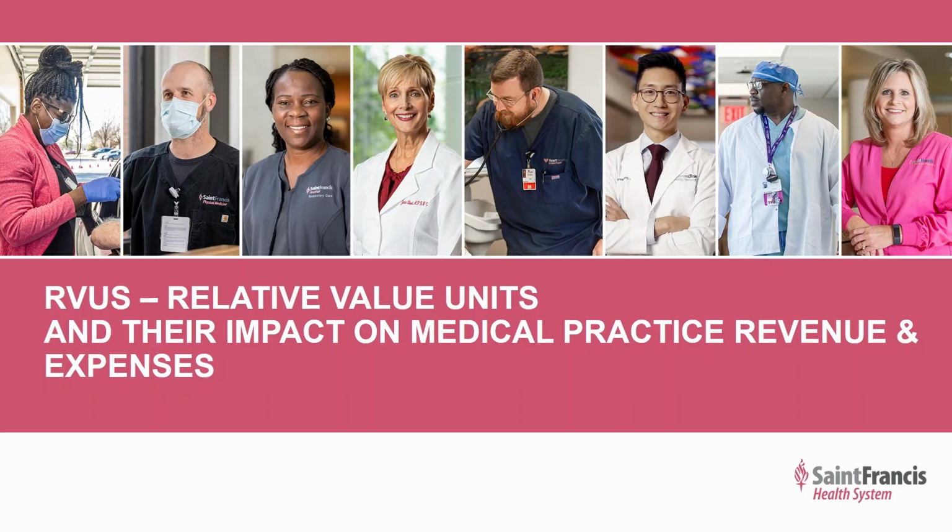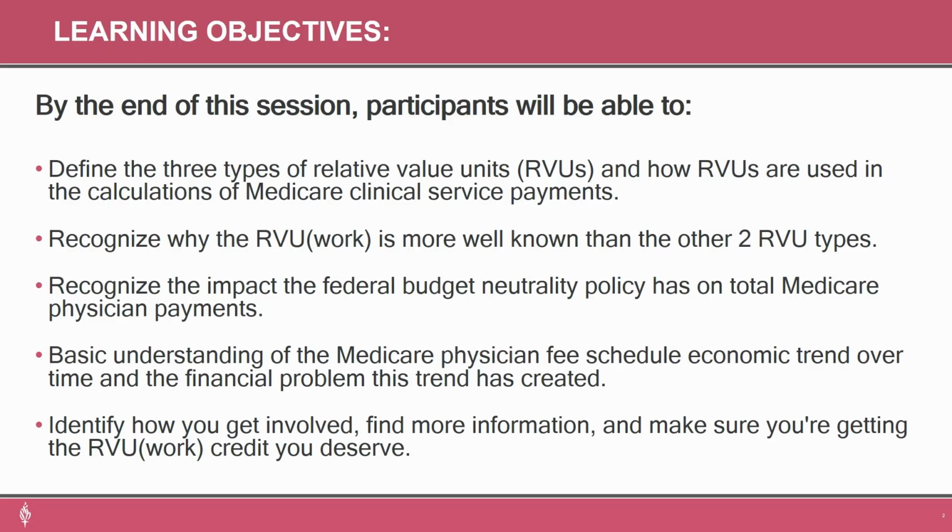By the end of this session, I hope you'll walk away able to define the three types of relative value units and how RVUs are used in the calculations of Medicare clinical service payments, recognize why the work RVU is more well known than the other two RVU types, recognize the impact the federal budget neutrality policy has on total Medicare physician payments, have a basic understanding of the Medicare physician fee schedule economic trend over time and the financial problem this trend has created, and finally, identify how you can get involved, find more information, and make sure you're getting the RVU work credit you deserve.